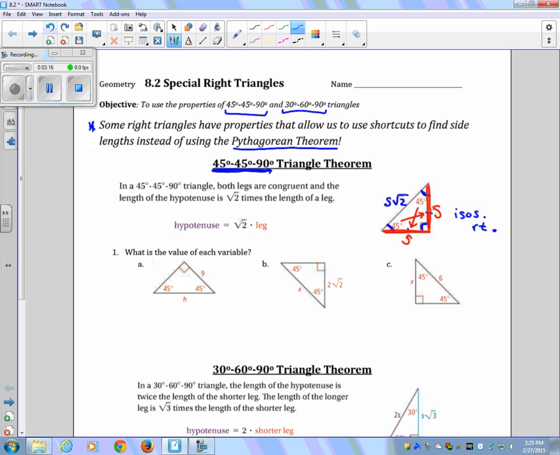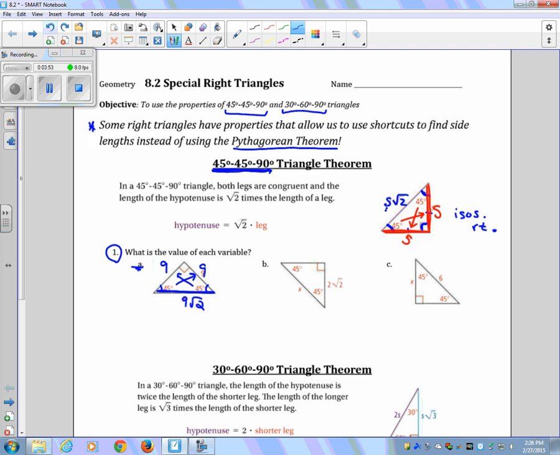So if you have an example here, let's try a few of these. Here's a 45-45-90 triangle in 1A. The side across from this 45-degree angle is 9. So therefore, the side across from this 45-degree angle must also be 9. Hypotenuse is going to be 9 times the square root of 2, because the hypotenuse is always whatever S is times the square root of 2.